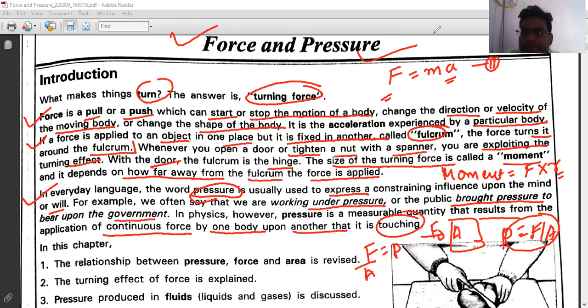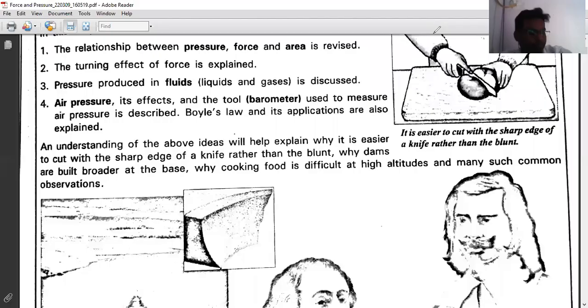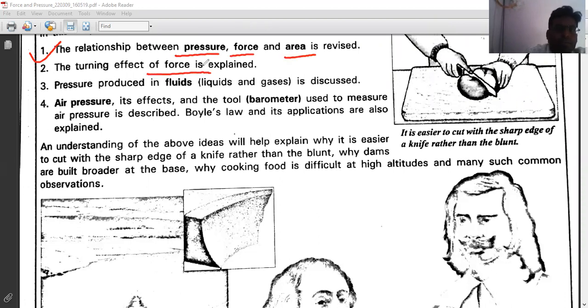I have the notes for this also. So in this chapter, we will study the relationship between pressure, force, and area, and the turning effect of force, and pressure produced in fluids. Fluid means liquid or gas, okay? Also air pressure, how it affects things, the barometer used to measure air pressure, Boyle's law and its applications, right? So these many points we will cover in this chapter.